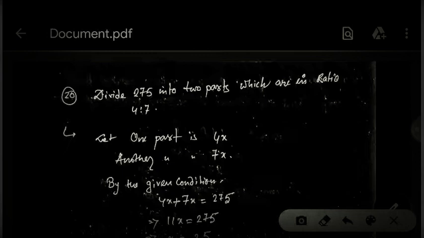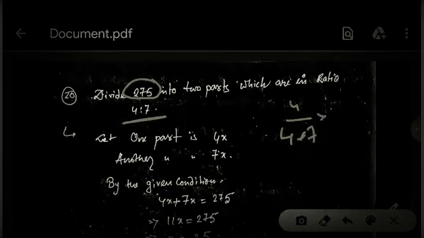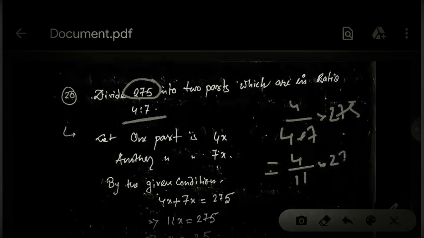So the total number you have to divide is 275, and the ratio in which we divide it is 4:7. We have a well known formula here to divide a number in a ratio, that is 4 by 4 plus 7 into 275. You can go through it, and that will be one number, 4 divided by 11 into 275. If you divide 275 by 11, that will be 25.